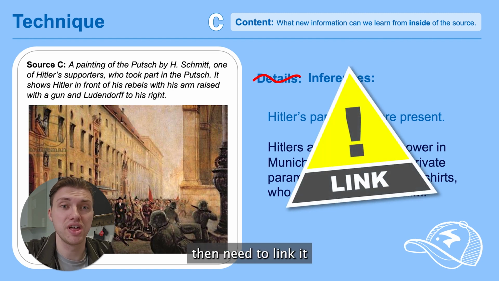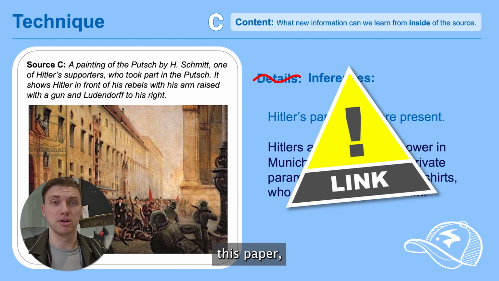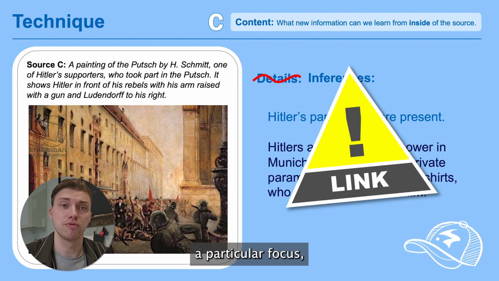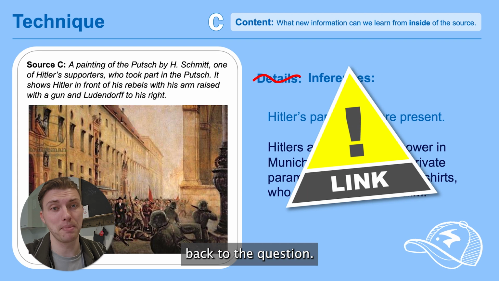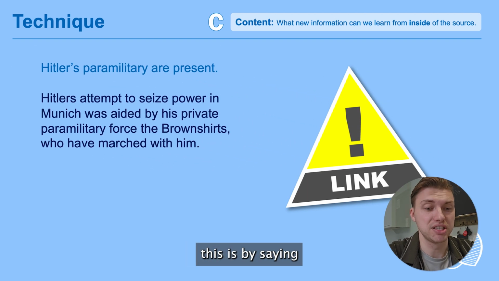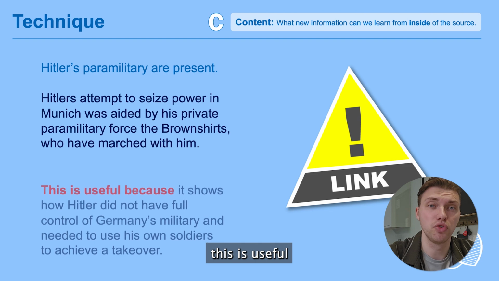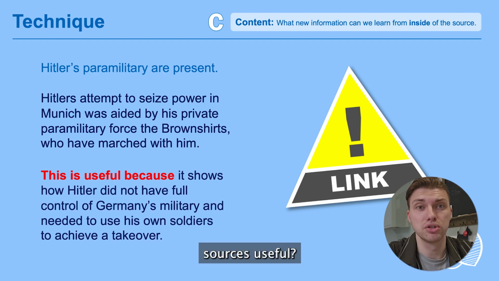Here's where you then need to link it back to the question. Throughout this paper, all the questions will always have a particular focus, and the key thing to do to add our judgment is to always be linking back to the question. The best way to do this is by saying, this is useful because. Remember, the question asked us, why are these sources useful?